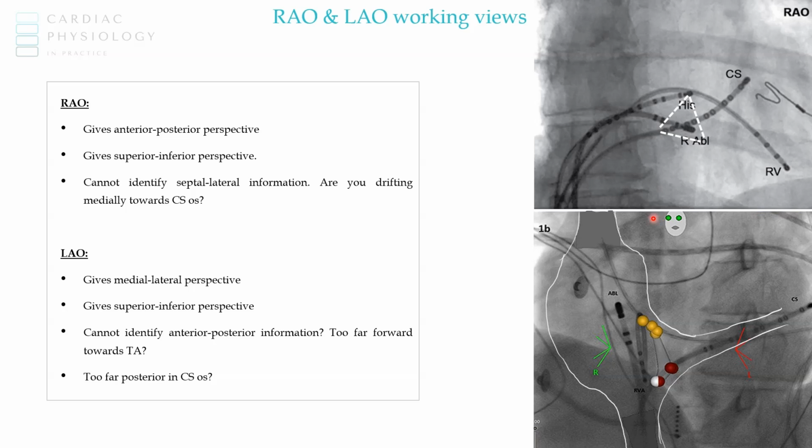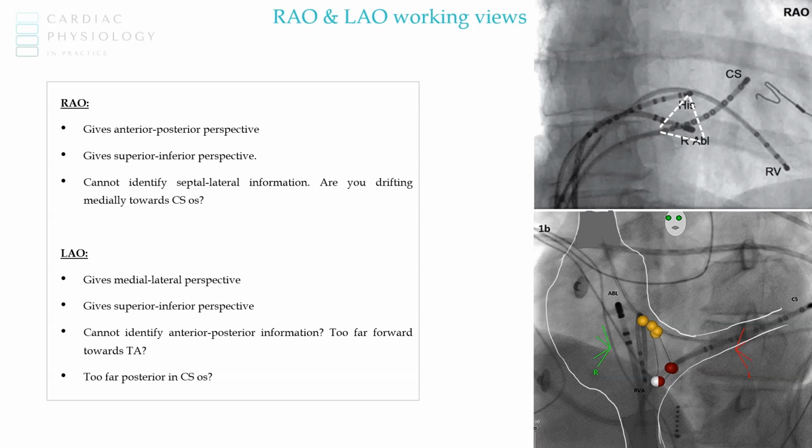LAO views give you information on how medial or lateral your catheter is. It gives information on how high or low your catheter is, but it doesn't really give information on how anterior or posterior you are. And so if you start ablating at the level of the tricuspid valve and start pulling back, you don't really get a sense of how far you're in fact pulling back. And so are you too far posterior in the coronary sinus ostium? Are you too far forward towards the tricuspid annulus?